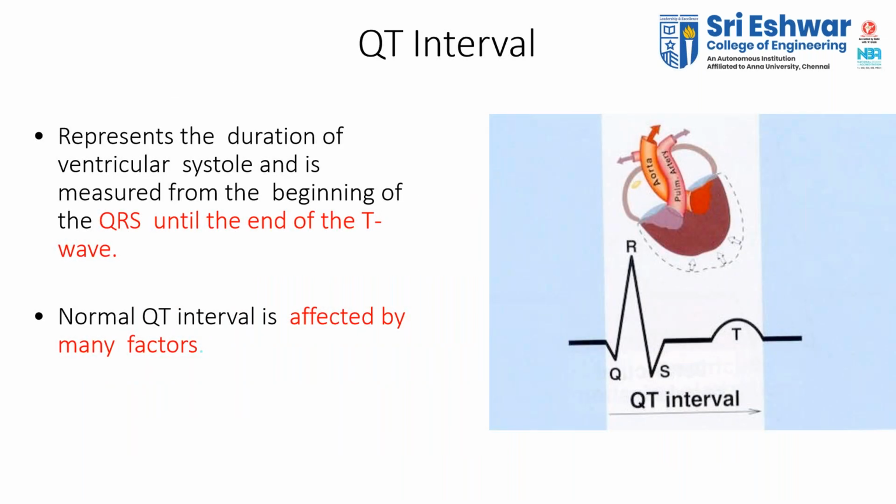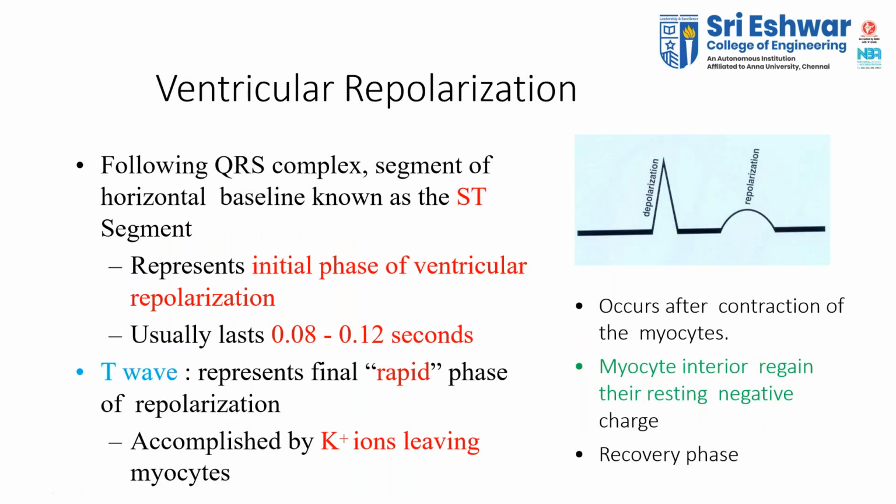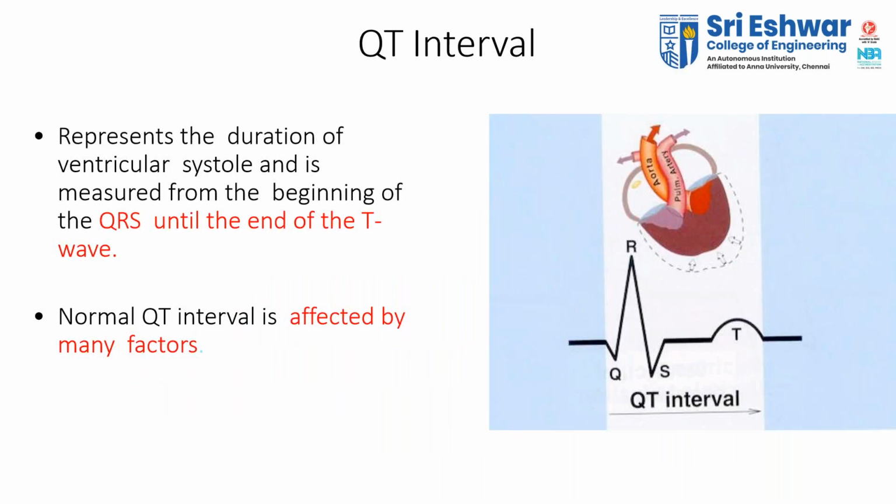And QT interval. Okay, so what is QT interval? The signal starting from this point to T. T is nothing but your repolarization, correct? This is your T waveform, repolarization. So the time between your Q and T is said to be the QT interval. This QT interval represents the duration of ventricular systole and is measured from the beginning of the QRS until the end of the T waveform. Okay, so this is the signal which we have taken from Q to T, that is the QT interval.